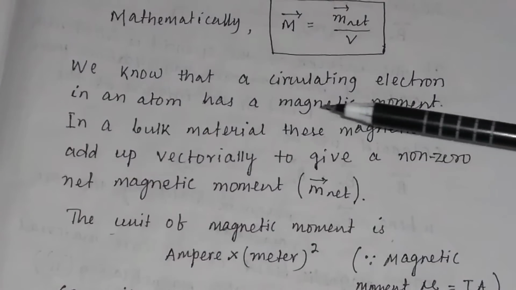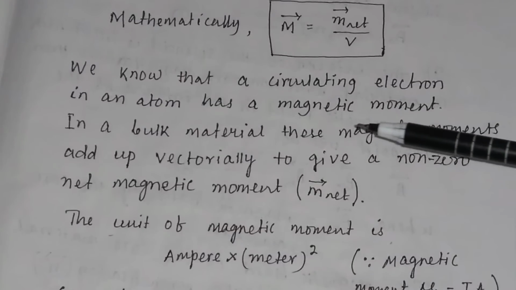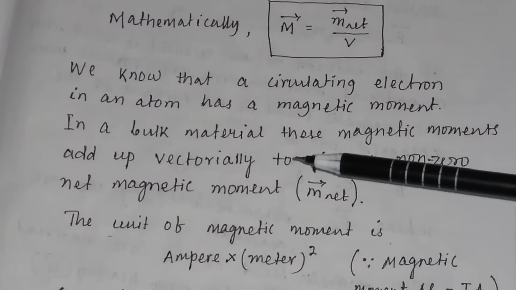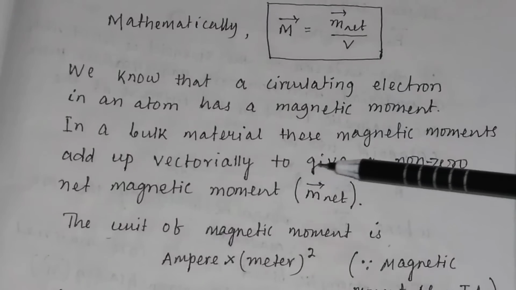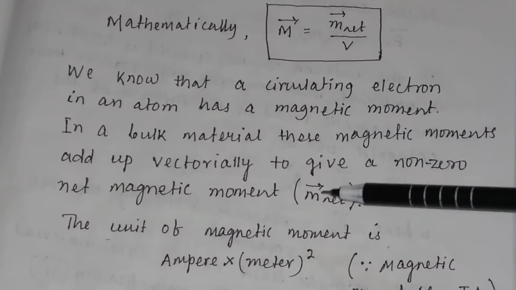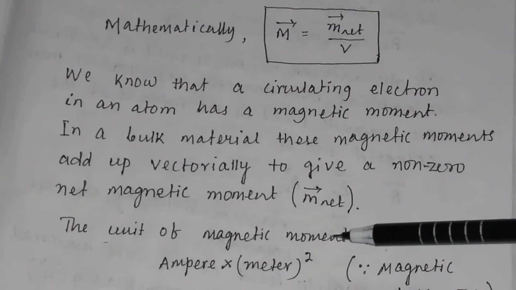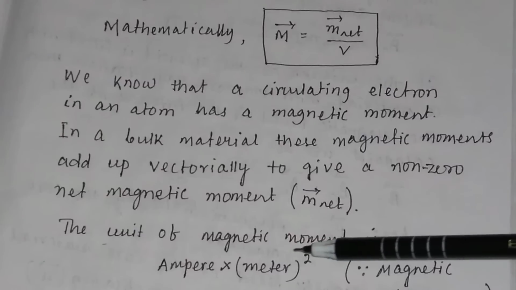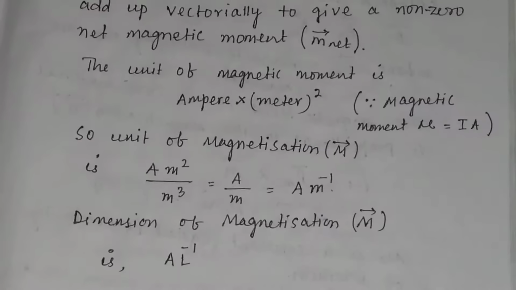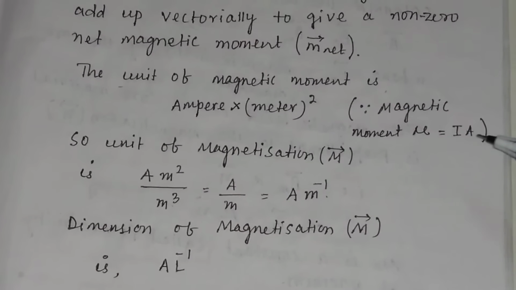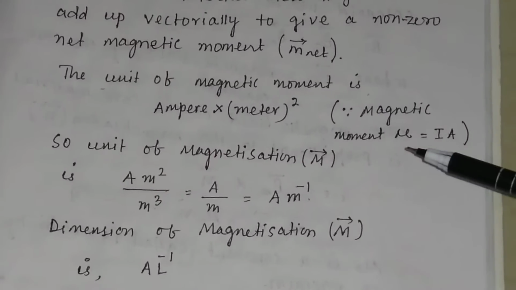We know that a circulating electron in an atom has a magnetic moment. In a bulk material, these magnetic moments add up vectorially to give a non-zero net magnetic moment M net. The unit of magnetic moment is ampere into meter square because we define magnetic moment mu is equal to the product of current and area.